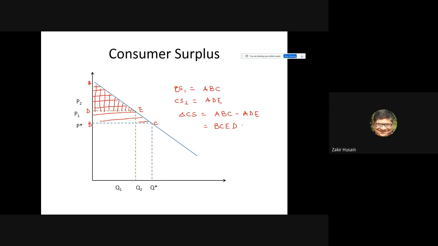Now, why is this BCED important? It is a measure of how the welfare level changes in response to the price change.